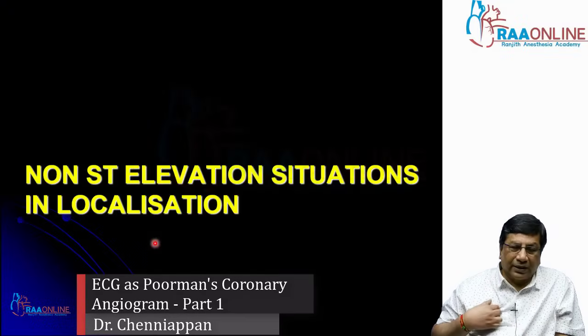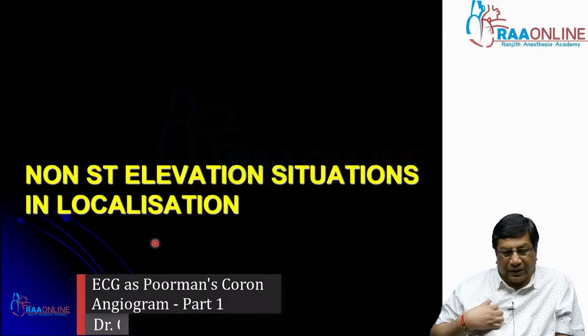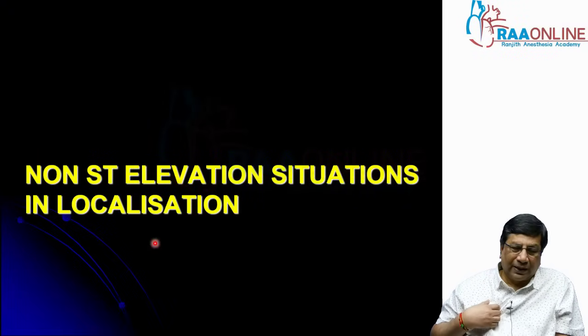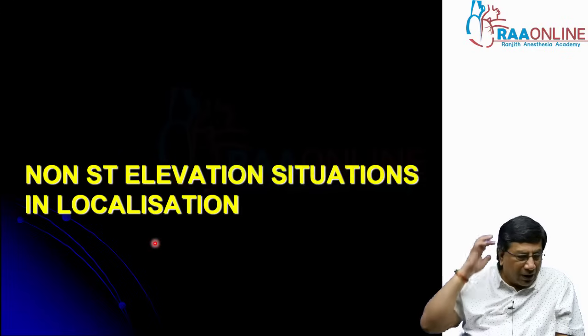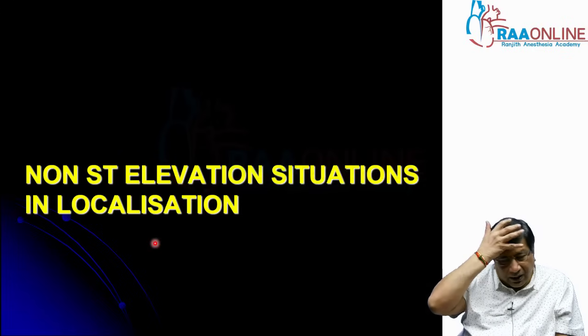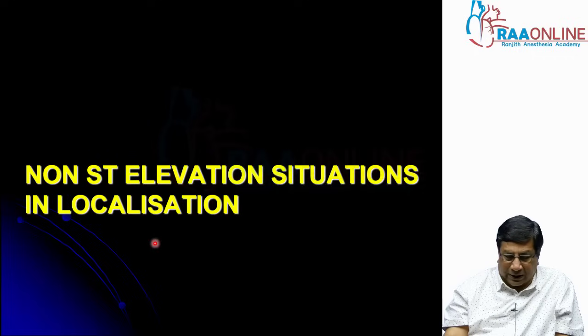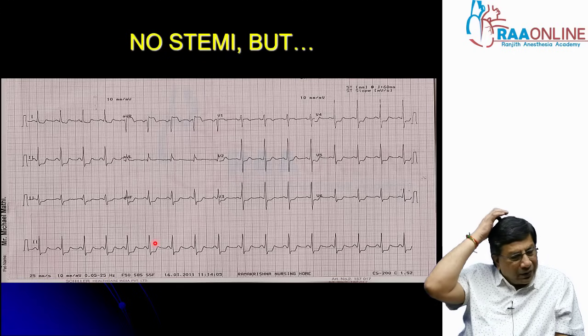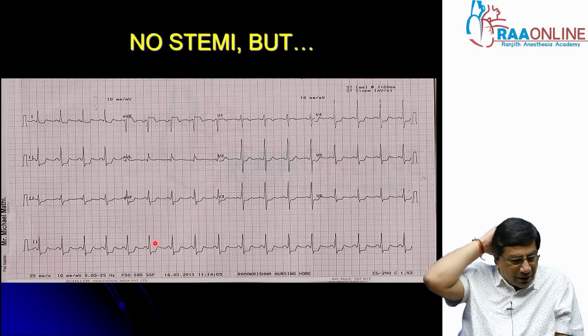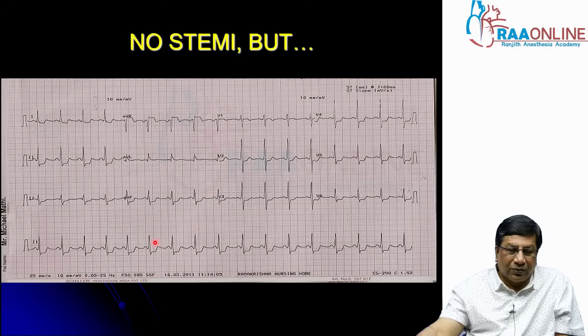So there are certain important, as I told you, ST elevation MI you can localize, but there are exceptions in which although there is no ST elevation, still it will give you a localizing value. What are those exceptions? So here you can see that this patient is coming with acute chest pain, but there is no ST elevation here. It shows anterior ST segment, anterolateral ST segment depression. But the very crucial point here is the ST elevation in AVR.